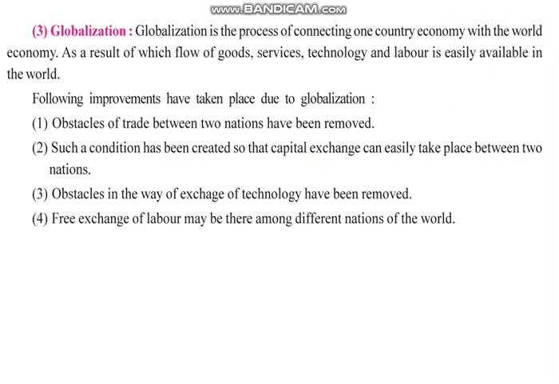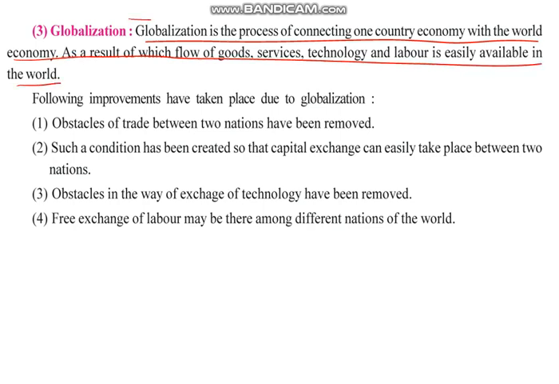Third is globalization. Globalization is the process of connecting one country's economy with the economy of other nations. As a result, the flow of goods, services, technology and labor is easily available in the world. Okay, now this is the definition.